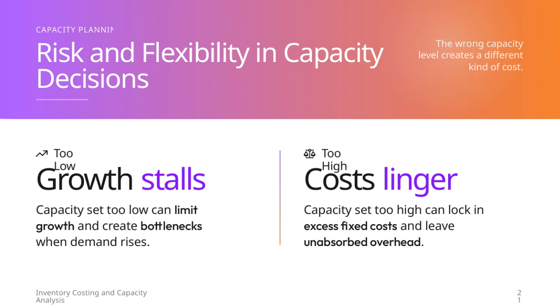So, capacity planning is a balancing act, where we need to find the right level to avoid both lost opportunities and unnecessary costs. Ultimately, choosing the wrong capacity level introduces risks and affects flexibility, leading to costs of a different kind. Understanding this trade-off is crucial for effective inventory costing and capacity analysis.